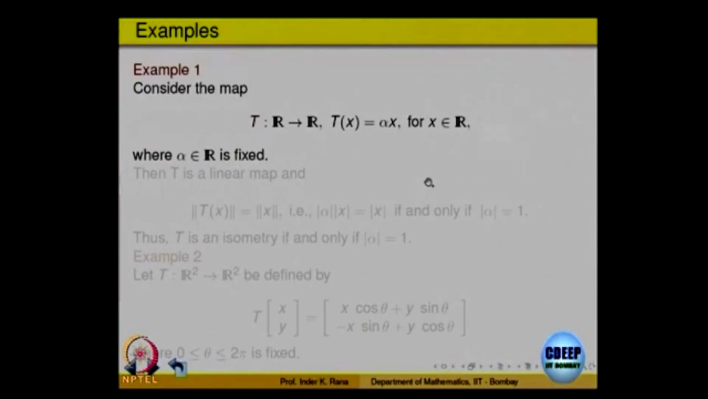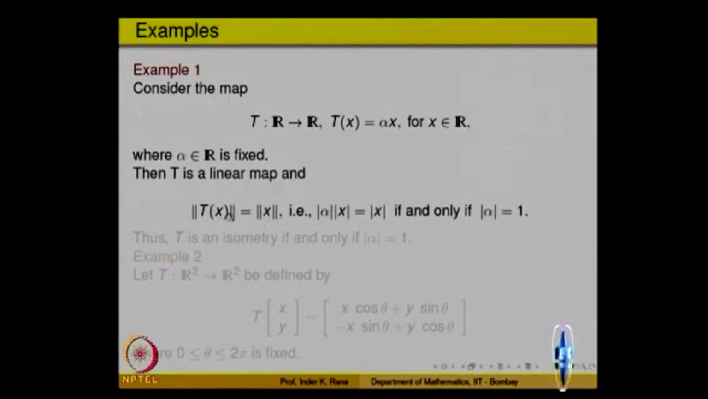So if it is an isometry, what should happen? Norm of Tx must be equal to norm of x. But what is Tx? That is alpha x. So you get mod alpha times the absolute value of x must be equal to the absolute value of x, and we want that for all x. So that will happen if and only if mod alpha is equal to 1. So the simple example: scalar multiplication by alpha is an isometry if and only if mod alpha is 1. It has to preserve distance, so it can't be anything else.